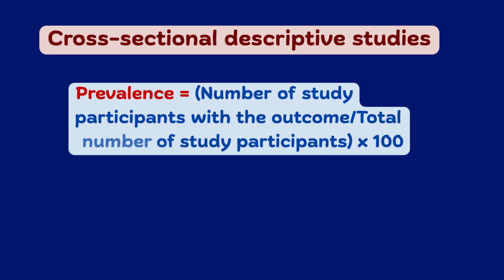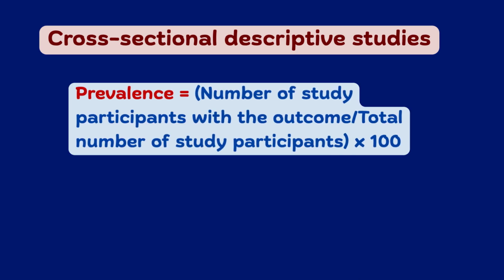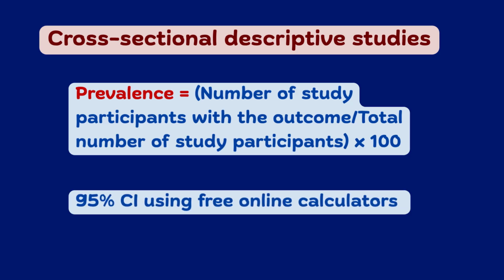Prevalence of the outcome is calculated using the formula: number of study participants with the outcome divided by total number of study participants, multiplied by 100. The 95% confidence interval can be calculated by entering these values in freely available online calculators.